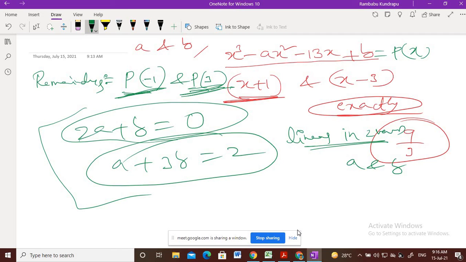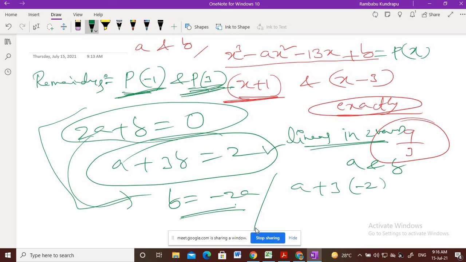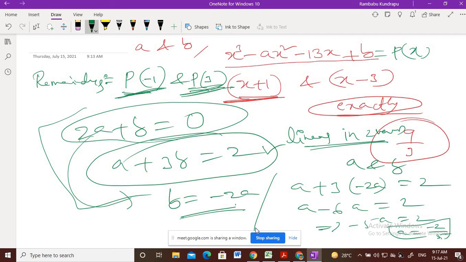Very simple. See, from the first equation, find out any variable. For example, B is equal to minus 2A. This value of B, substitute in the second equation: A plus 3B, with B equal to minus 2A, is equal to 2. So A minus 6A is equal to 2, so that implies minus 5A is equal to 2, so A is equal to minus 2 by 5. This is how we find it.